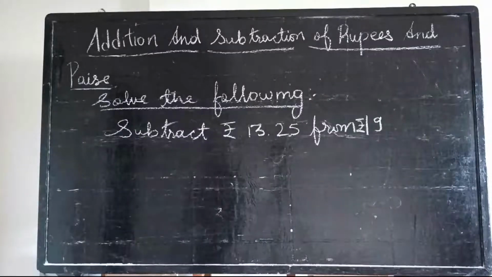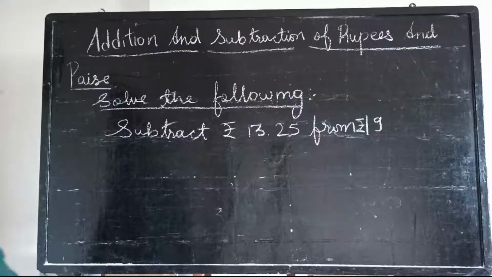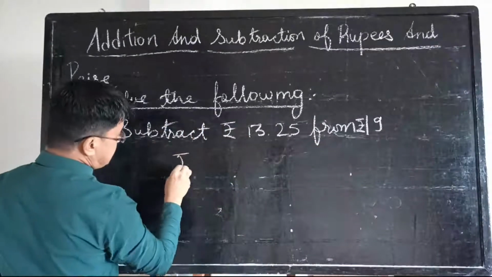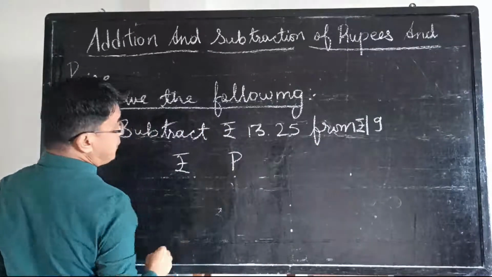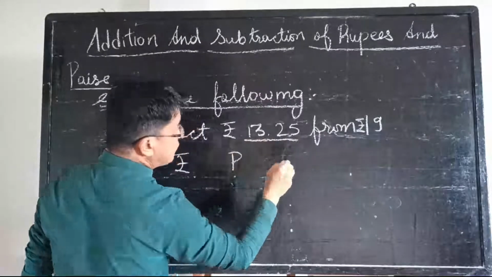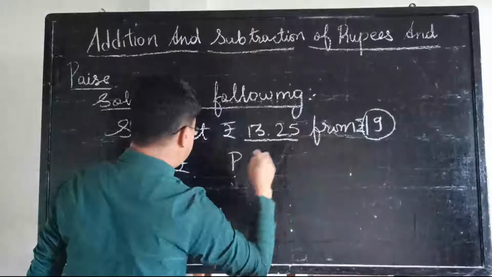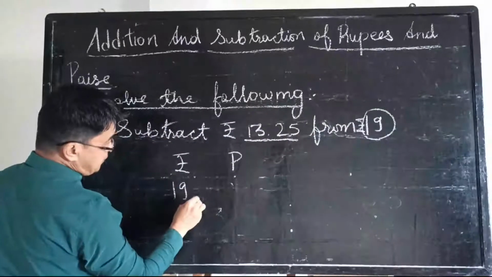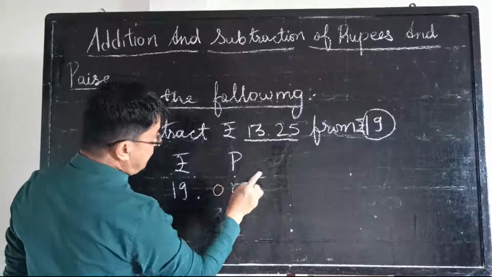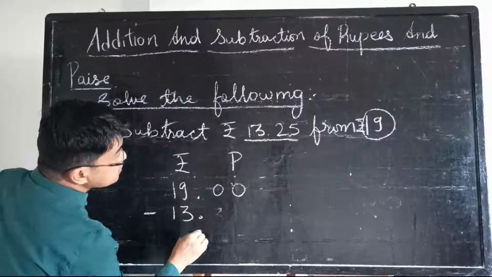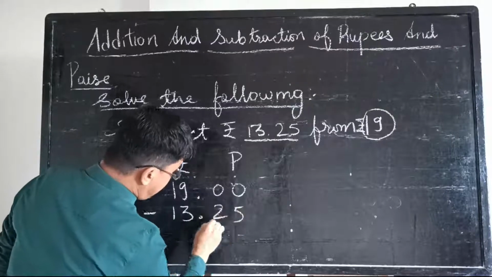Now look at this. Subtract rupees 13.25 from rupees 19. Now rupees and paise, you have to subtract 13 rupees 25 paise from rupees 19. From where do you have to subtract? You have to subtract from 19. First write 19. Then how many paise? 0, 0. No paise here. Minus how many? 13 rupees. How many paise? 25 paise.